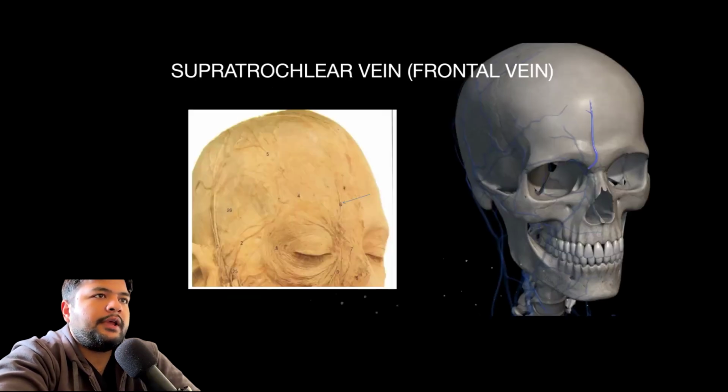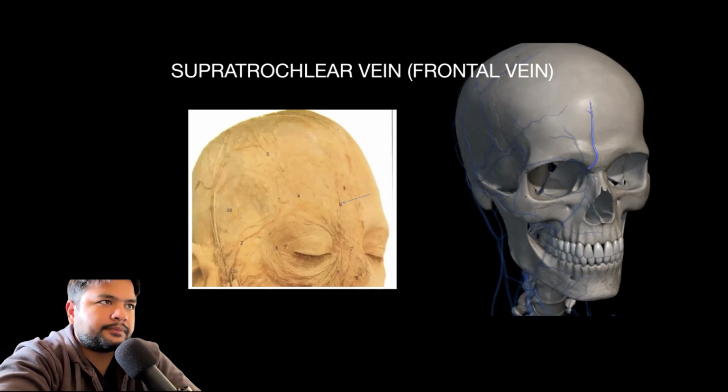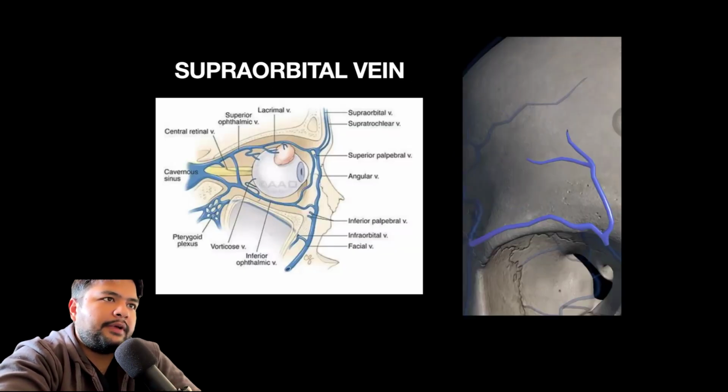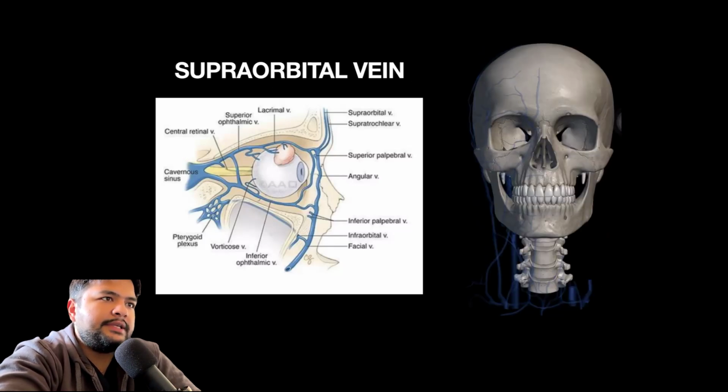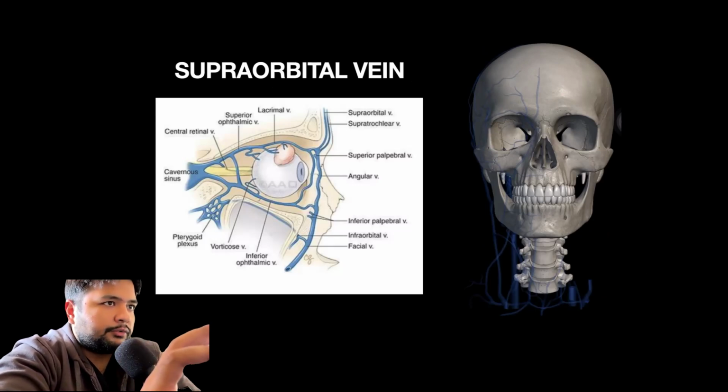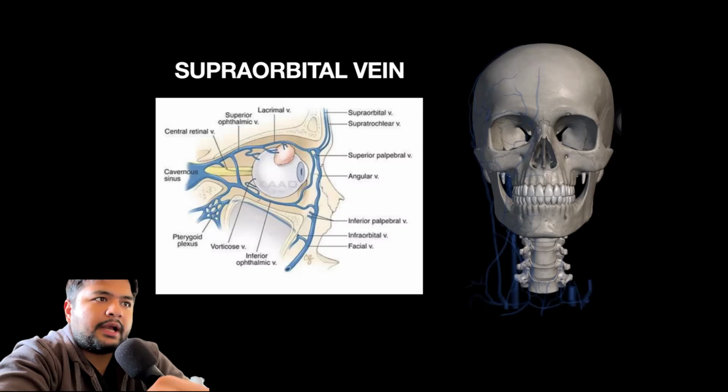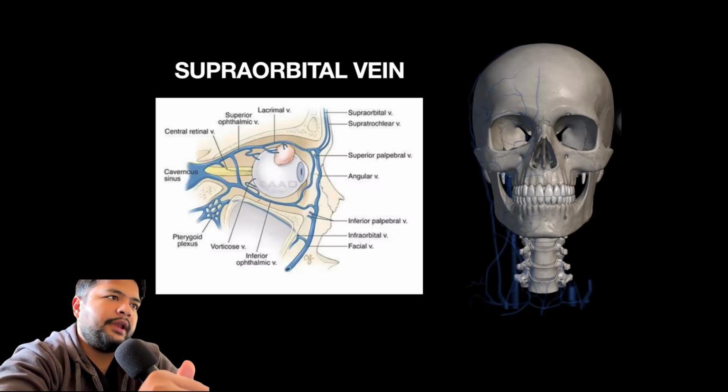The supratrochlear vein, also known as the frontal vein: on the left side we can see the dissected model, and on the right side we can see an anatomical 3D image. Then coming to the supraorbital vein, on the left side you can easily see that the supraorbital vein and supratrochlear vein coalesce or merge to form the superior palpebral vein and angular vein, which move downwards towards the inferior palpebral vein, which later joins the infraorbital vein to form the facial vein.